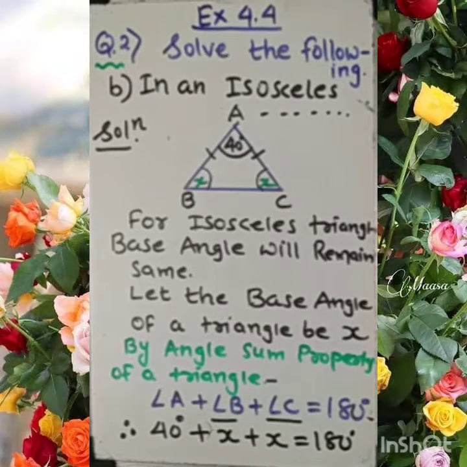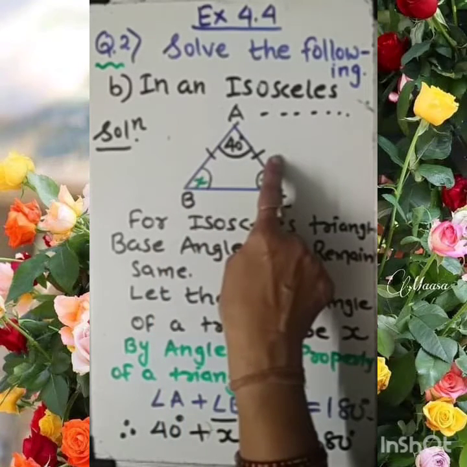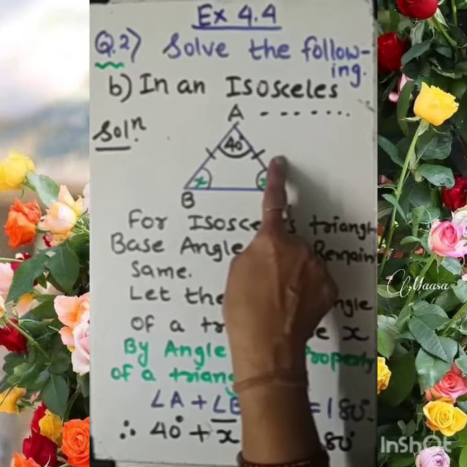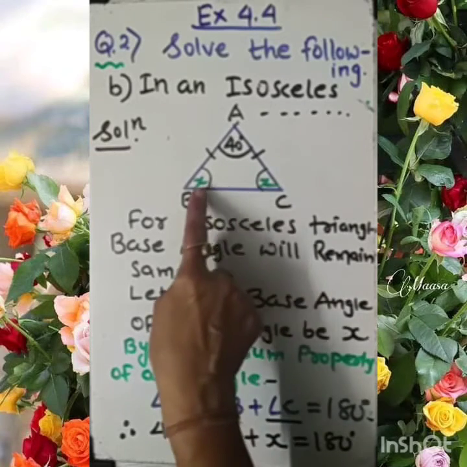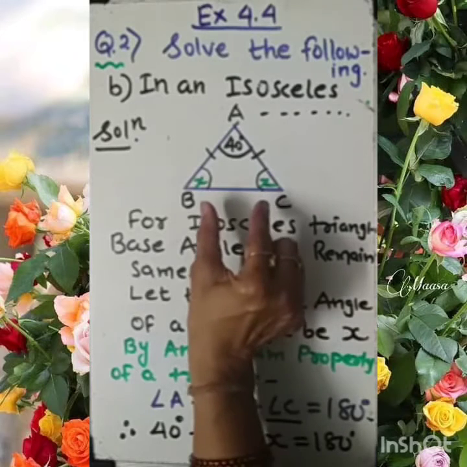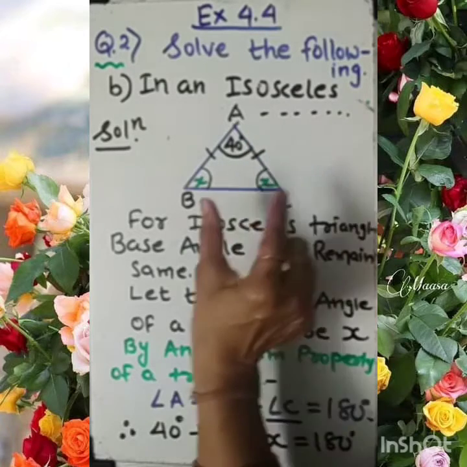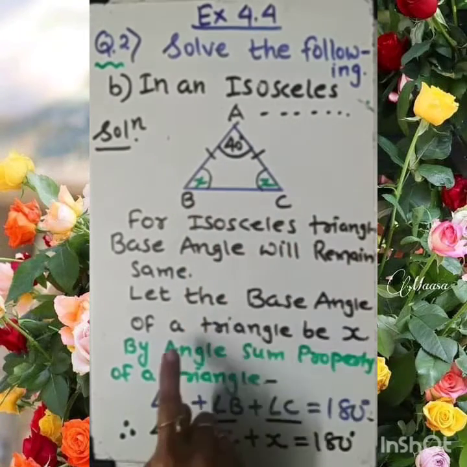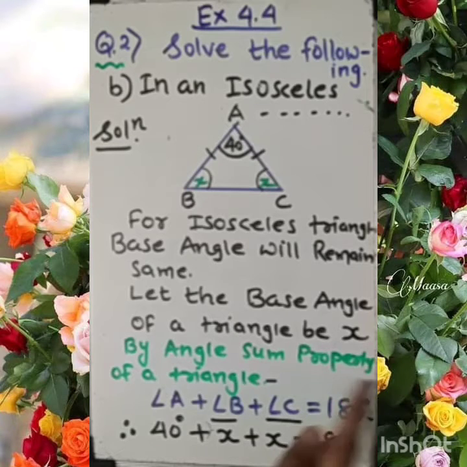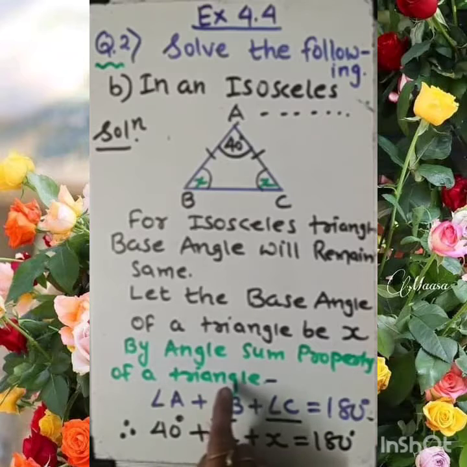So my dear student, once again look at your screen. As we are given an isosceles triangle, always remember two sides are equal. If two sides are equal, then the angles opposite those two sides must be equal. It means that the base angles should be similar. As we are given the vertex angle, for the base angle we are assuming x. Clear to you? Now in the second part, we are going to apply the angle sum property of a triangle.